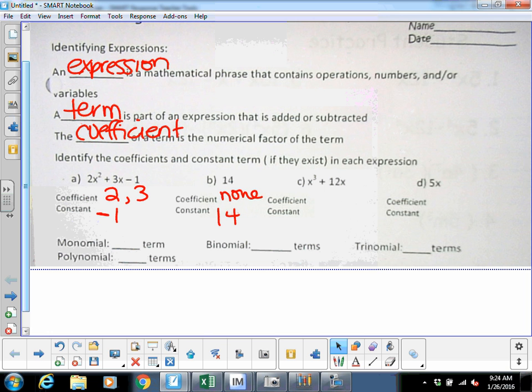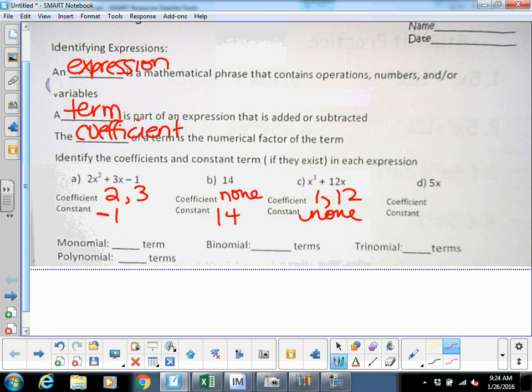Can x be a constant? No. If it's an x, it does have a coefficient in front of it. All right, do we have a constant in number 3? No, there's no number without an x. So what are our coefficients in letter C? 1, there's an understood 1 in front of that x cubed, and the other one is 12.